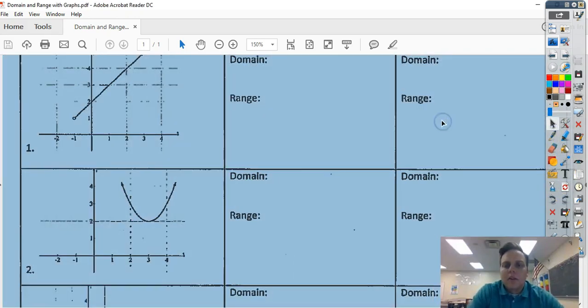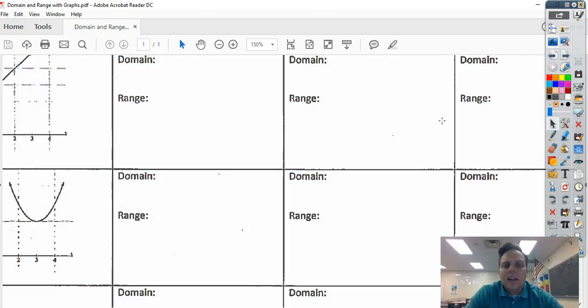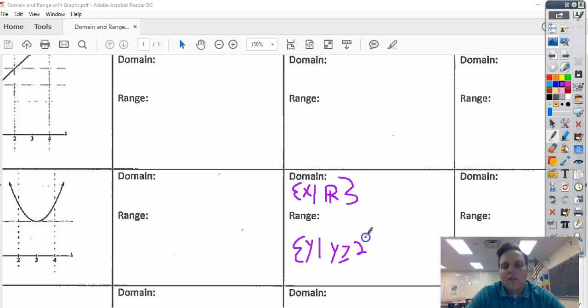Set notation, remember, is just simply inequality notation with brackets drawn. So bracket, x, straight line, and then what did I write? Well, I wrote all real numbers. Now, I'm going to show you a symbol that you can write instead of all real numbers. You can write what's called a funky R. Okay? And that R just simply means all real numbers. So then the range would be bracket, y, straight line, y is greater than or equal to 2, because that's what the inequality format was.